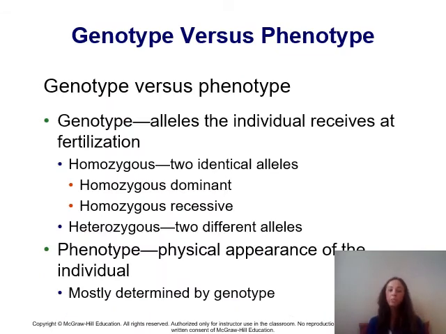So the genotype for a person is the alleles that the individual receives at fertilization. A homozygous genotype is when there are two identical alleles, and there can be homozygous dominant when a person has two dominant alleles, or homozygous recessive when a person has two recessive alleles. And then heterozygous just means that that person has two different alleles for the same trait. And then the phenotype is the physical appearance that is determined by that genotype.